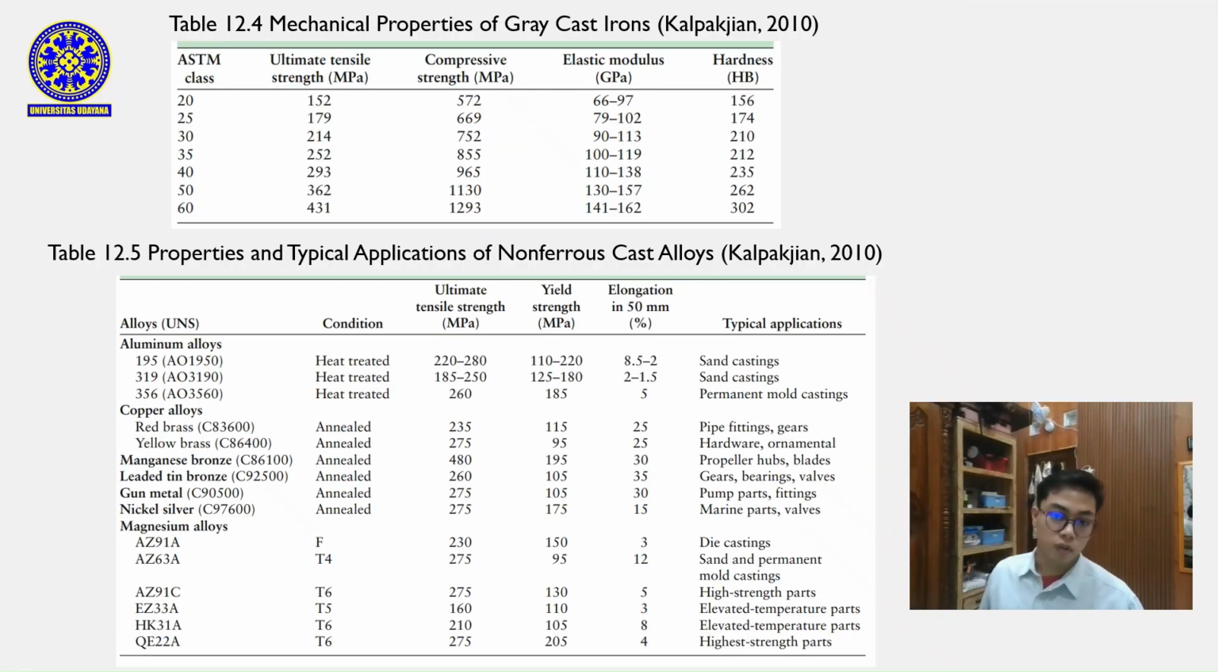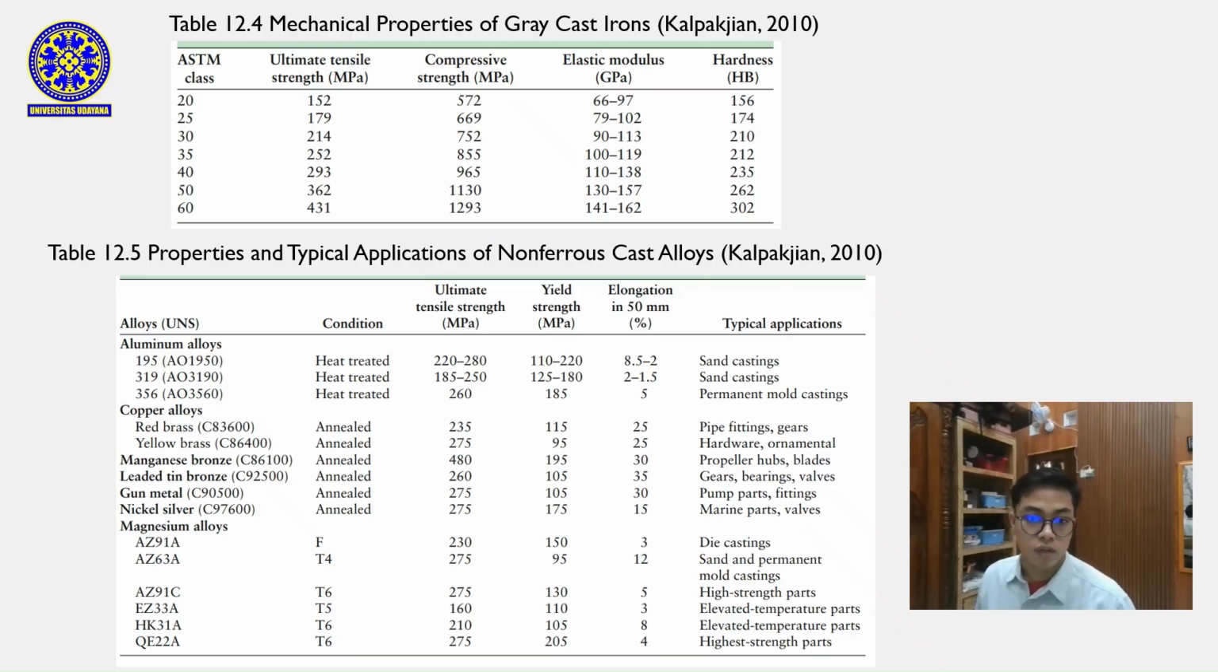Table 12.4 presents the mechanical properties of different classes of gray cast irons. As the class number increases, tensile strength, hardness, and elastic modulus also rise. This shows that higher grade gray irons provide better strength and wear resistance for heavy-duty applications.